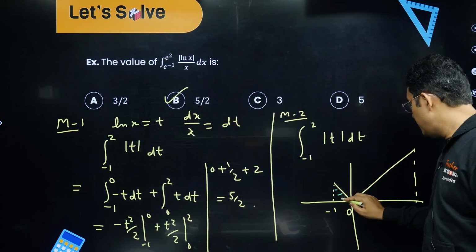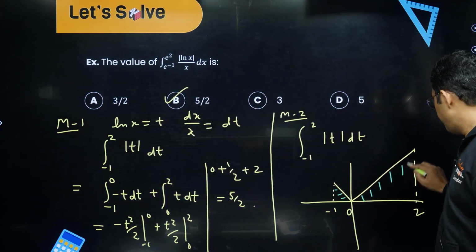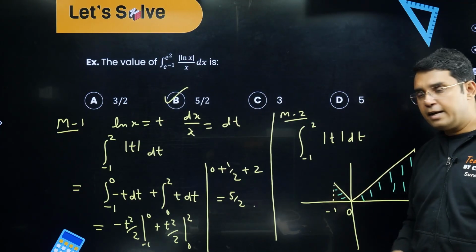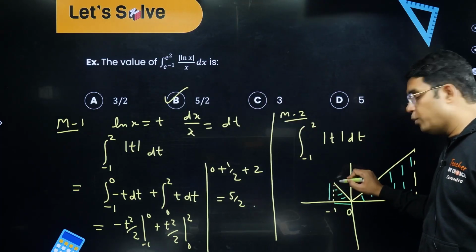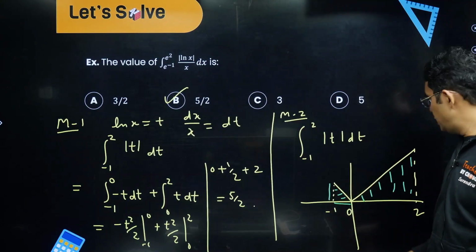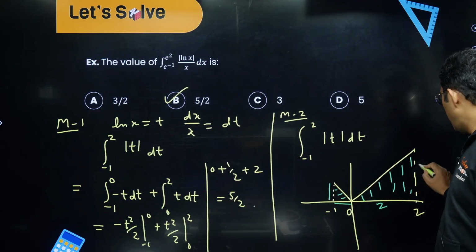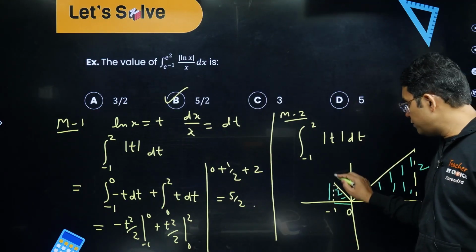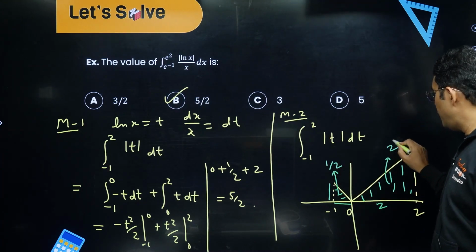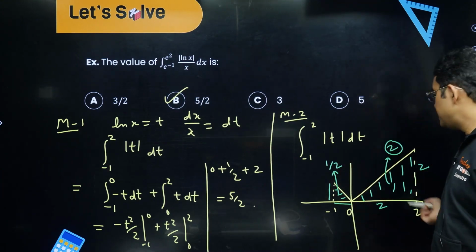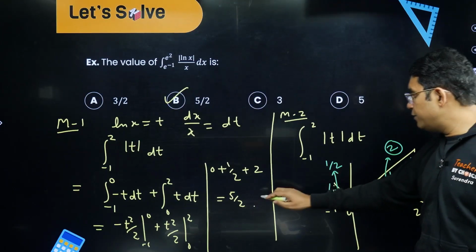this area plus this area. Now these two are right angle triangles. The base here is 1, height is also 1 because the slope is just 1 or minus 1. Here base is 2, height is 2. So this portion will give you area 1 by 2, half base into height, and this portion will give you area 2, half base into height. So adding these two will give you the same 5 by 2.